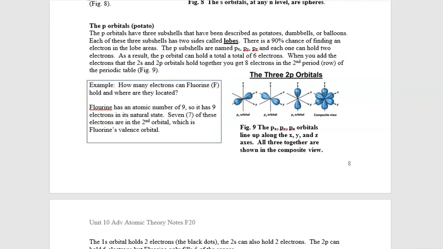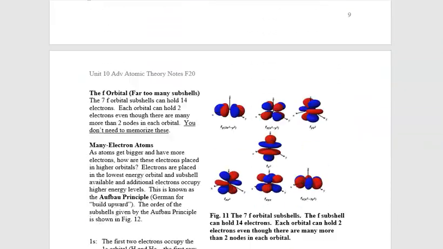So example, how many electrons can fluorine hold and where are they located? If you look at fluorine, it's the second element from the end on the second row. So it has 2 electrons in its 1s shell. That's the first orbital. Then it has 2 in its 2s shell, and then it has 5 more in its 2p shell. So fluorine has an atomic number of 9, so it has 9 electrons in its natural state. 2 of these are in the first orbital, 7 of these are in the second orbital, and 2 of them are in the s, and 5 are in the p. You're going to see some specific examples of this in a second. So let's go look at a periodic table that kind of lays this out before we go to the next point.